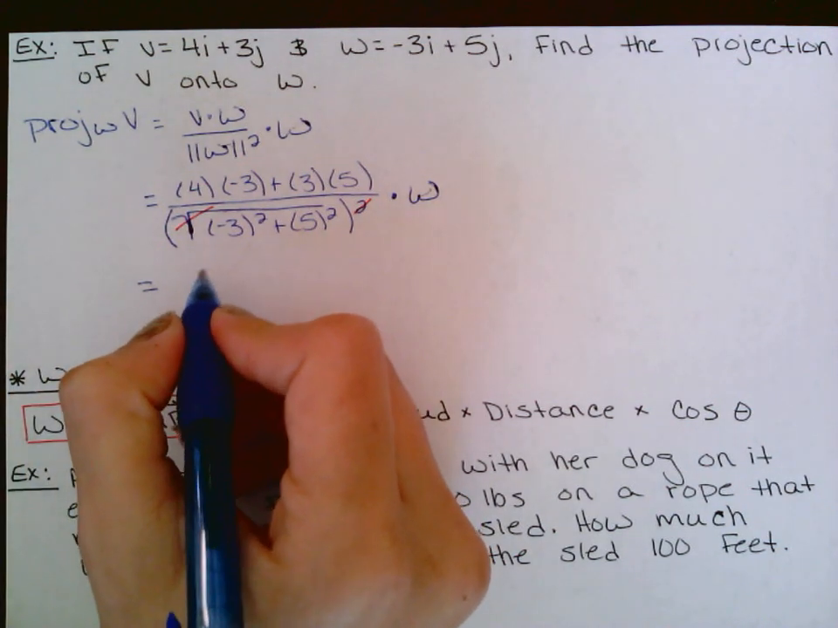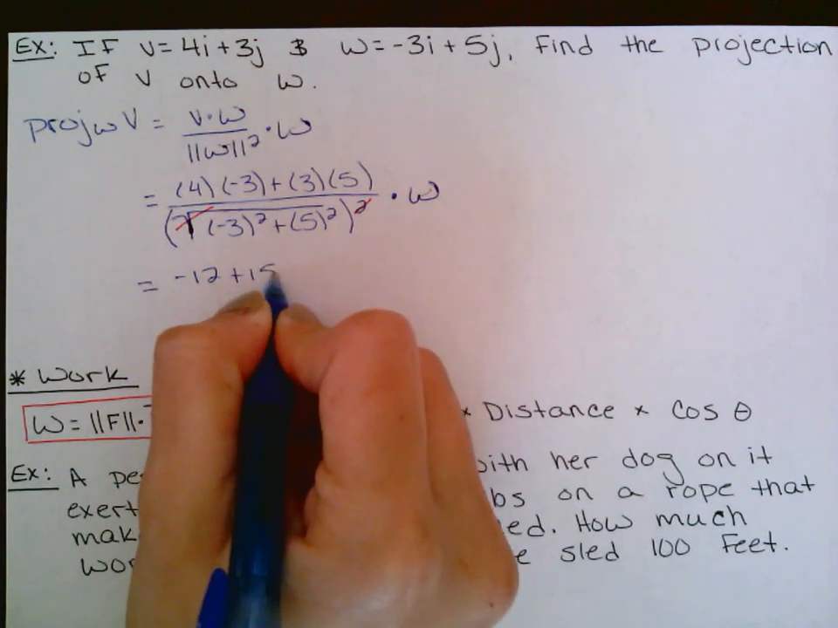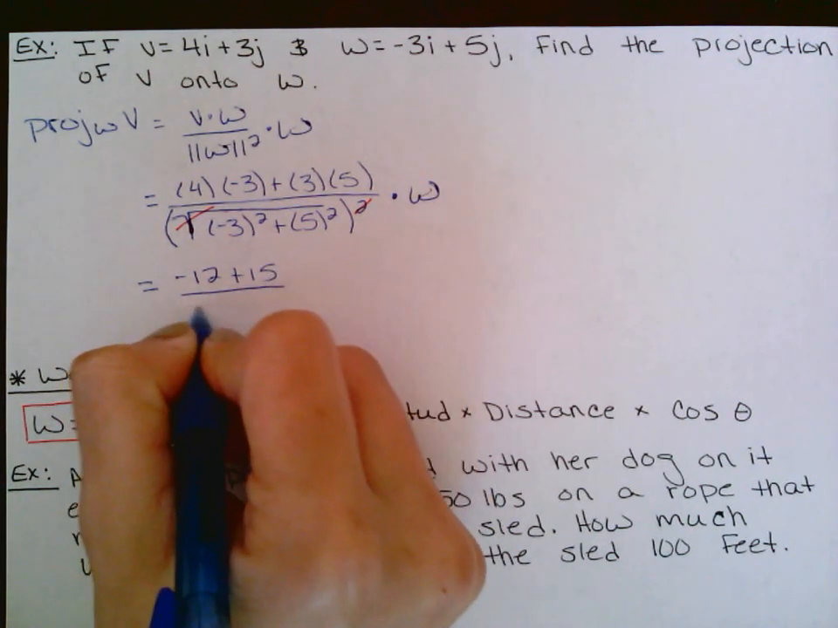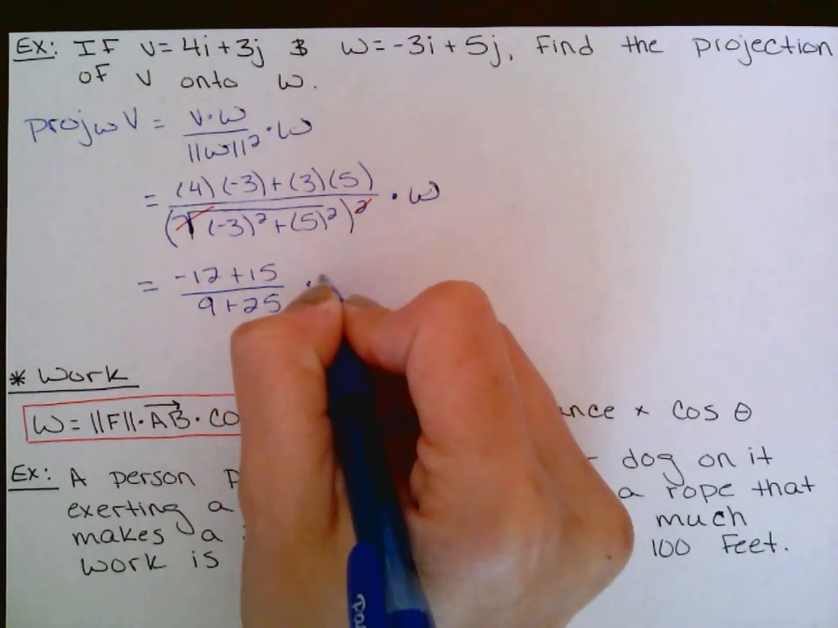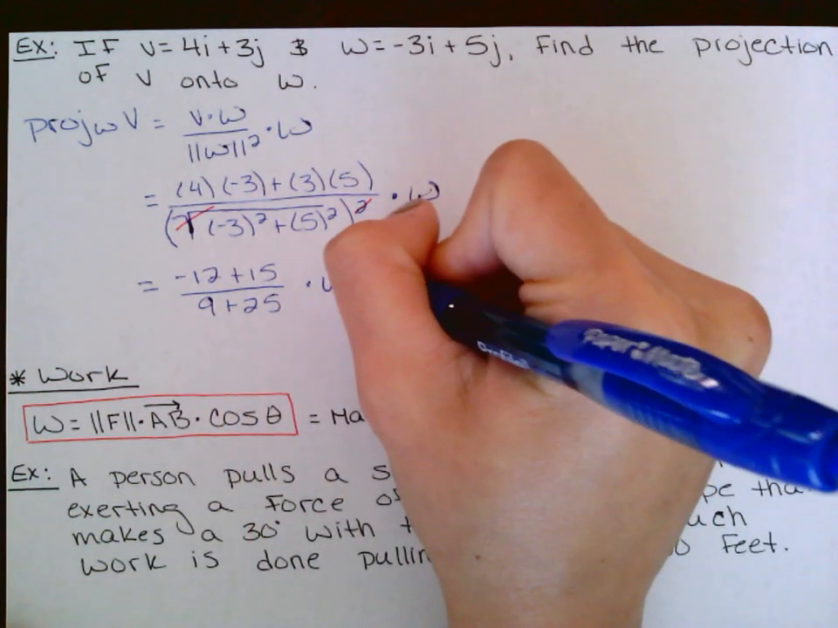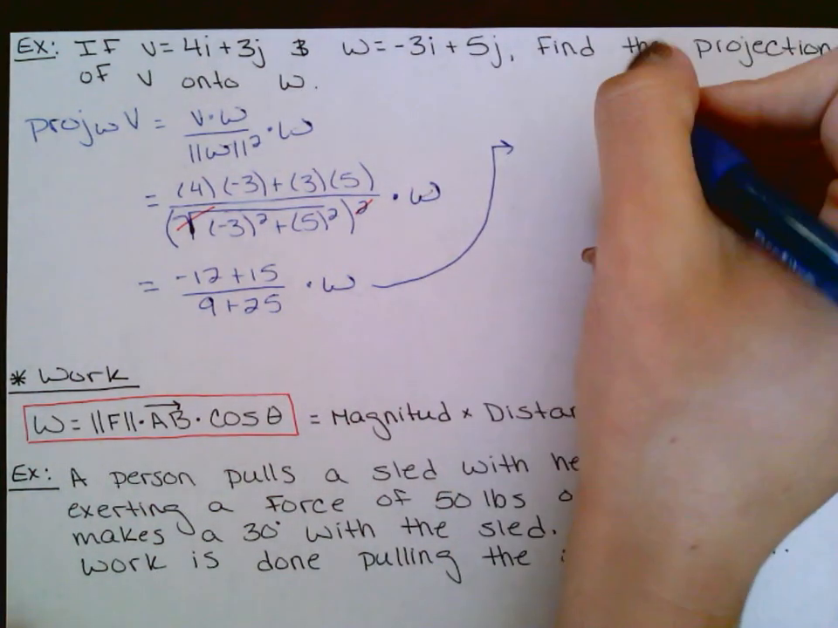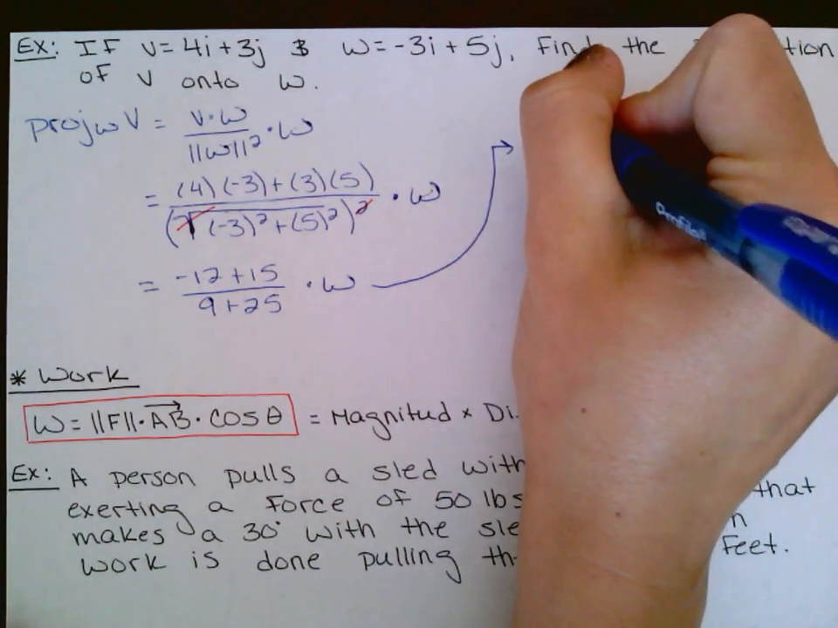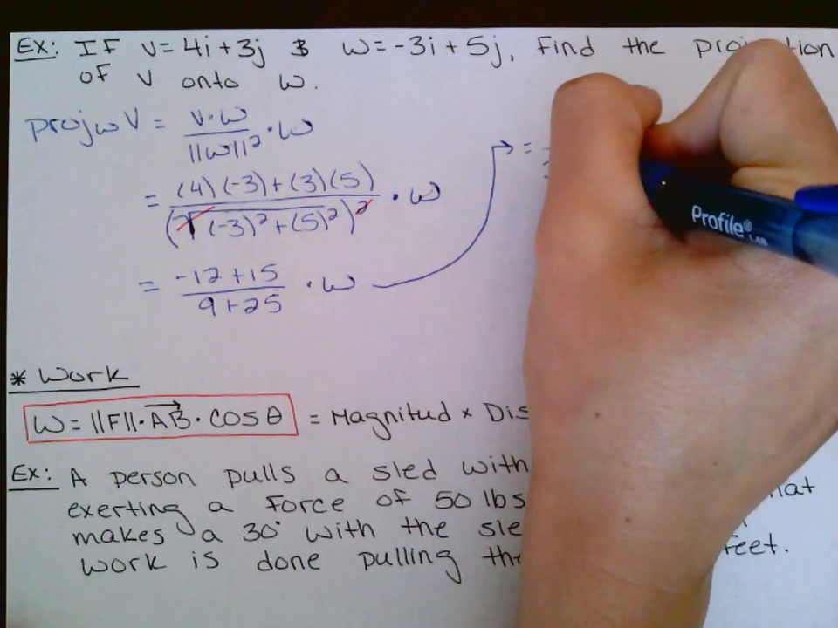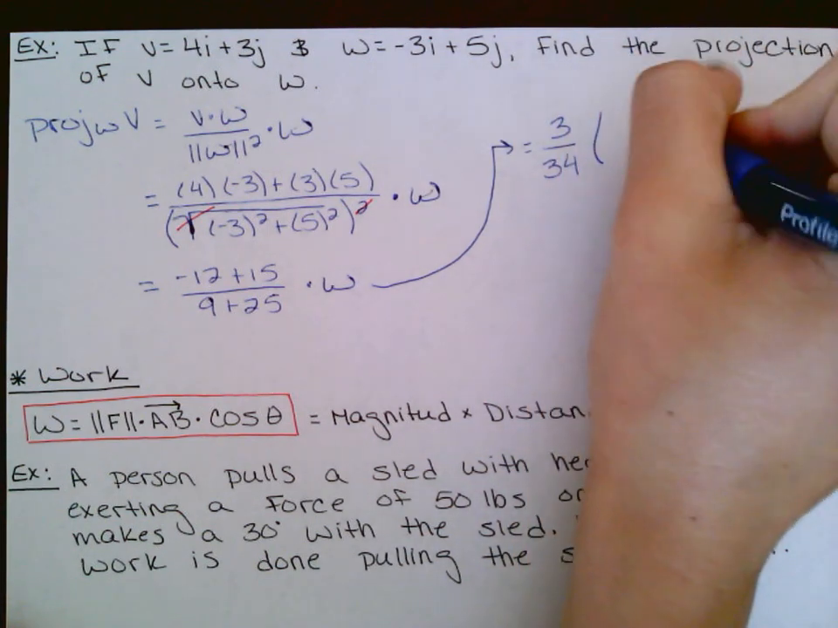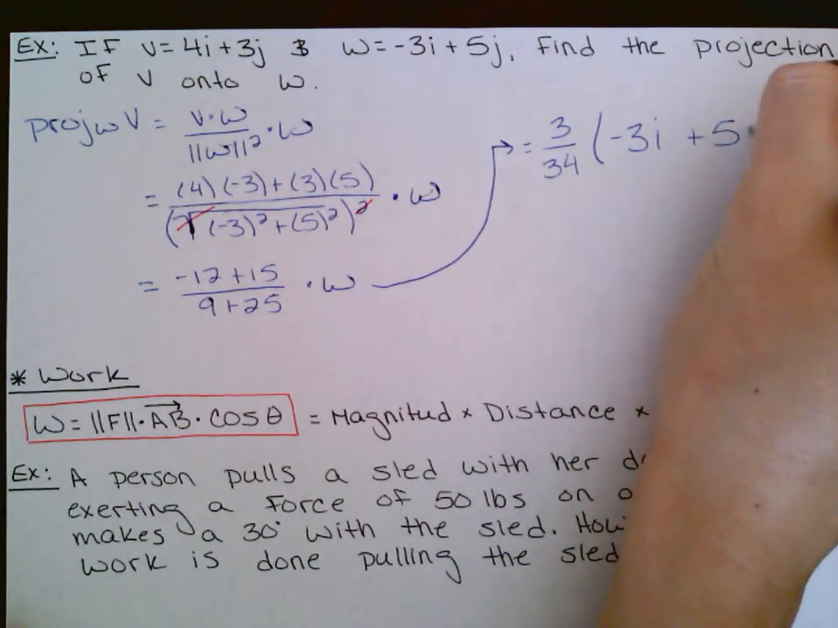So here I end up with -12 plus 15 over 9 plus 25 times vector w. Let's come up here so we have a little more room. This will clean up to 3 over 34 times vector w, which is -3i plus 5j.